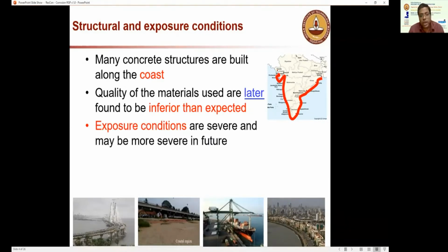We also have exposure conditions that are very severe today, and in future they may be more severe. Some of these structures which you see in the picture are designed for 100+ years of life, so we also have to think about how severe the environmental conditions will be in future. But in this presentation, I'm not considering those future conditions in detail; given the current scenario, I'm predicting what could happen and what we should be doing in future.